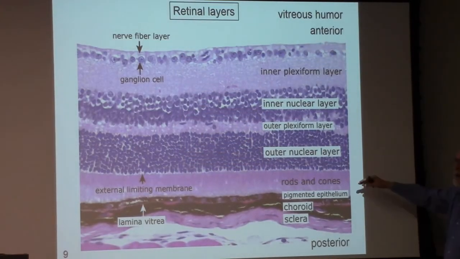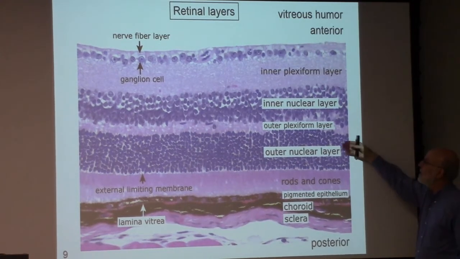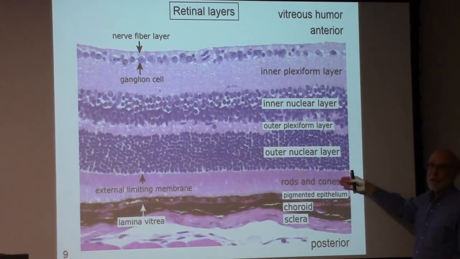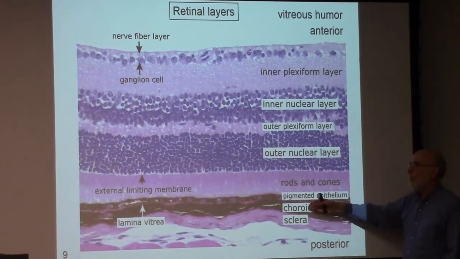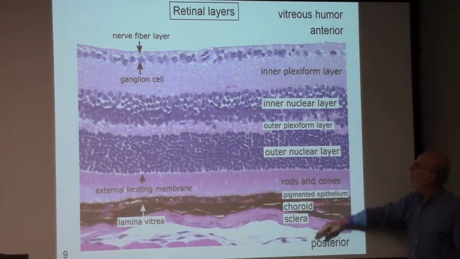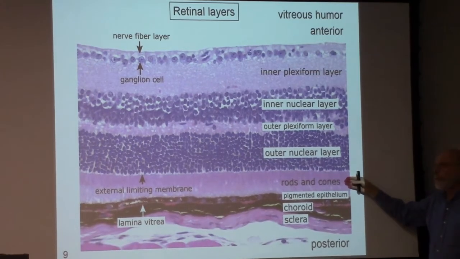So you can see it's a well-organized, layered structure. We see this again in the brain, a lot in the brain. Cell bodies, synaptic layers, rods and outer segments. Then here's the pigment epithelium, the choroid, and the sclera, the white of the eye. Remember, this is the back, this is the front. This is where phototransduction happens. This is where we're focusing now.